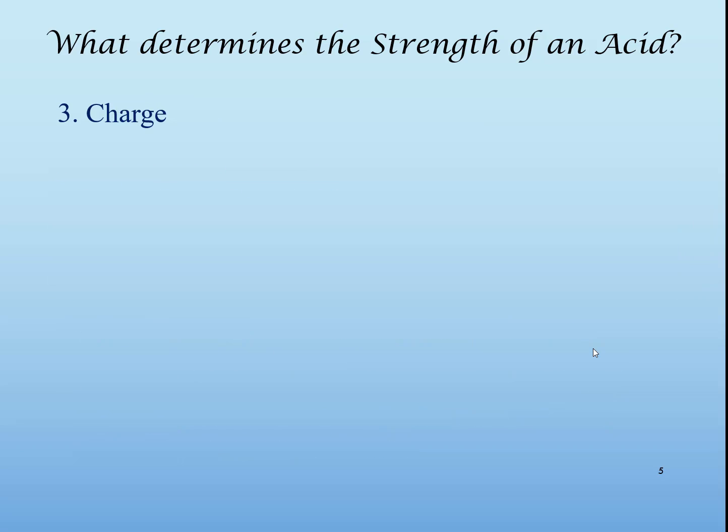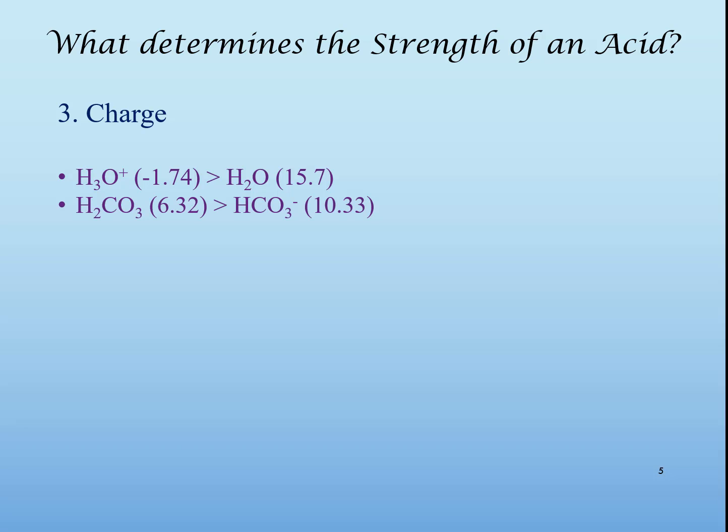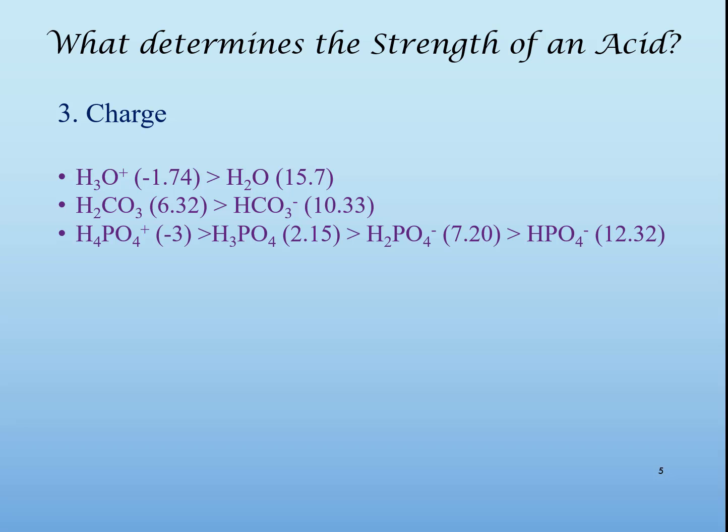The third factor we're going to look at is the charge. We know that the hydronium ion itself is a significantly stronger acid than water. If you look at an example like carbonic acid, we see that carbonic acid, which is a weak acid, is still significantly stronger than the hydrogen carbonate ion. The third example shows this for phosphoric acid.